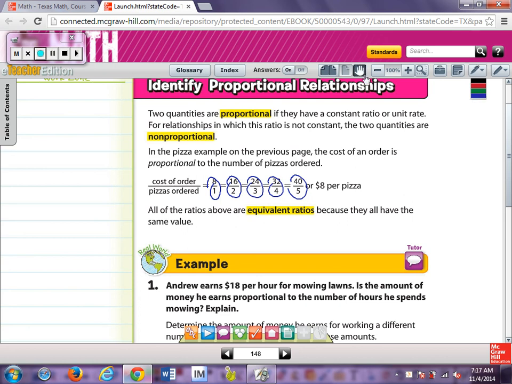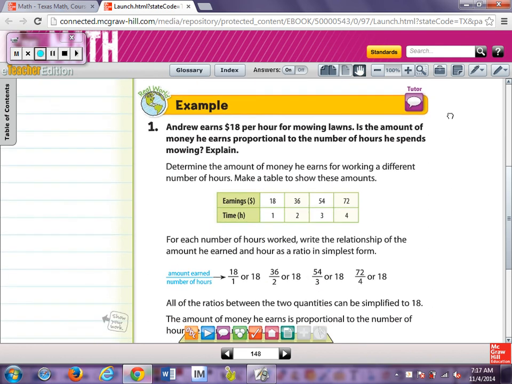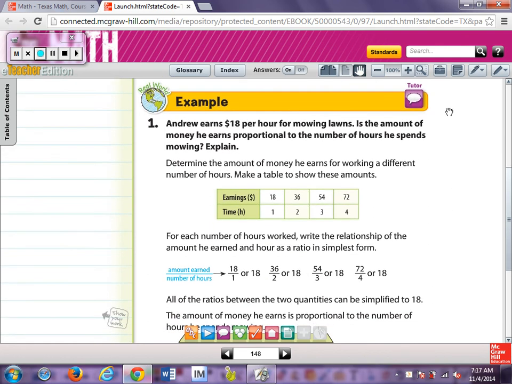So let's go ahead and move down here to example 1. Andrew earns $18 per hour for mowing lawns. Is the amount of money he earns proportional to the number of hours he spends mowing? Explain. So the first thing you always want to do when we have a table given to us like this is look to see if there's a pattern.